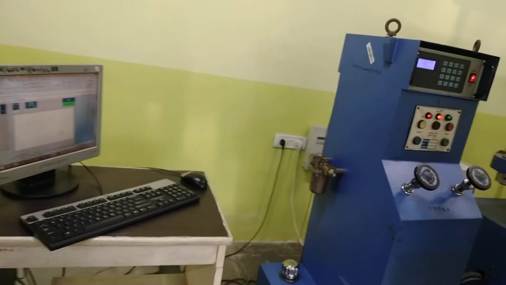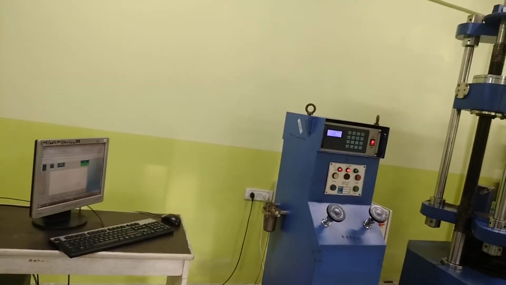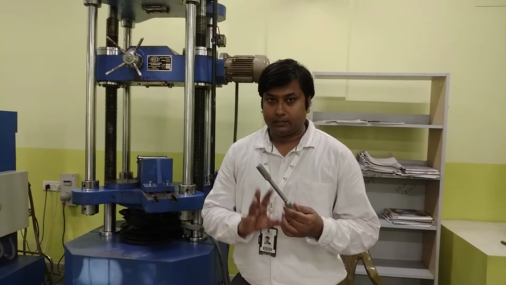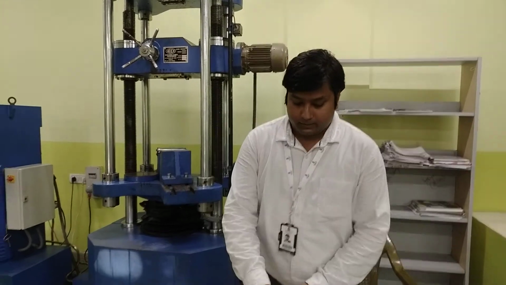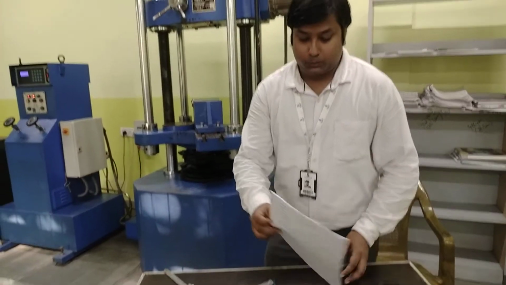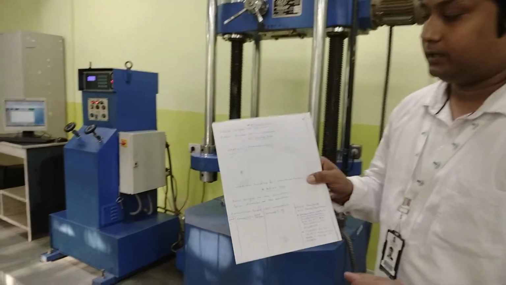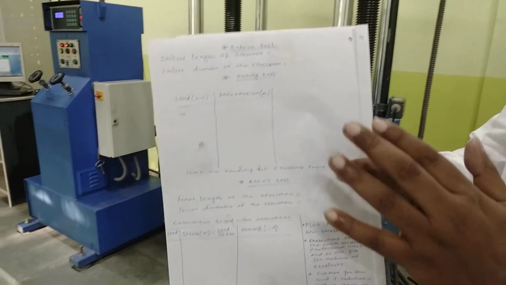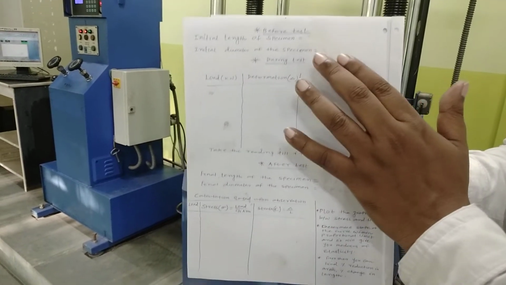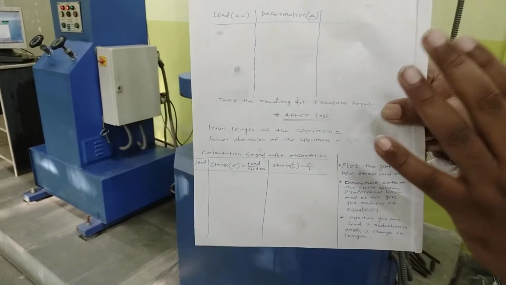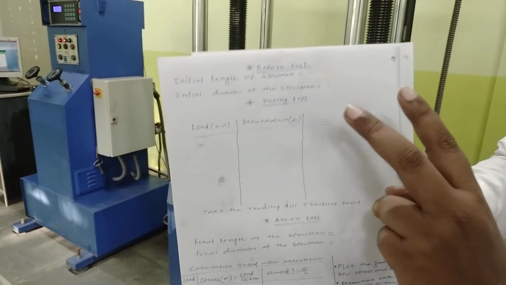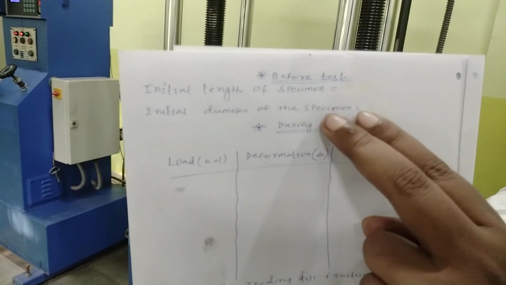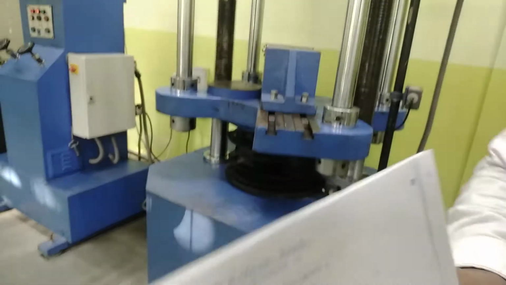Now you can see how we are taking the observations from the specimen. Before taking the observations, I want to show you the observation table. Here you can see I have divided it into three sections: before test, during test and after test. Before the test, I need to take two dimensions: one is the length of the specimen and another is the initial diameter of the specimen.